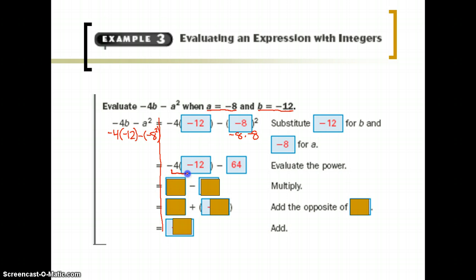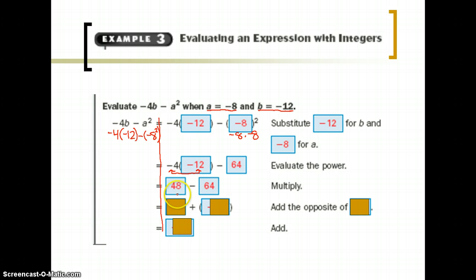Now let's change negative 4 times negative 12. Let's simplify. 4 times 12 is 48. Same sign, equals positive 48. Now bring down the 64.